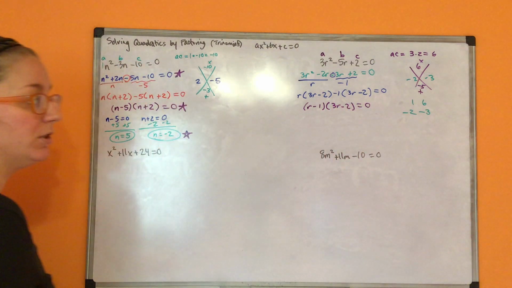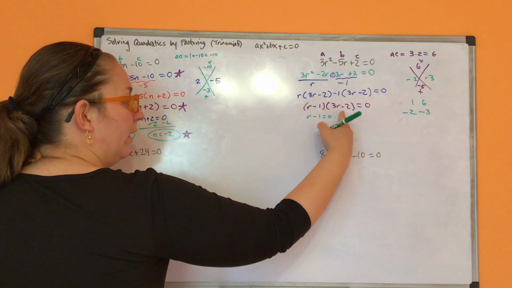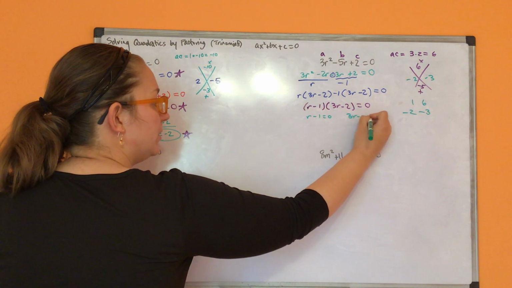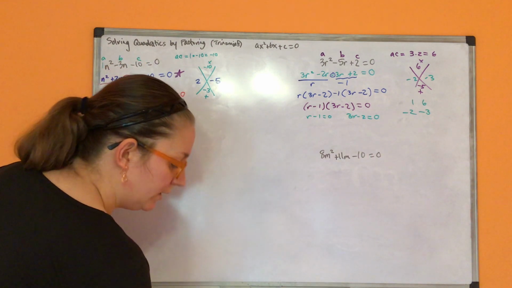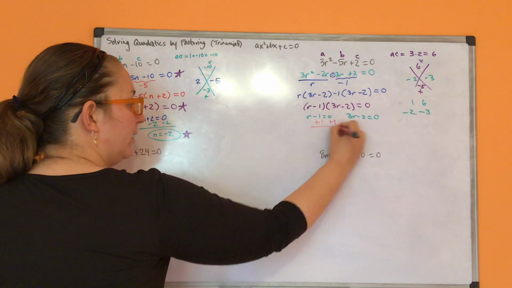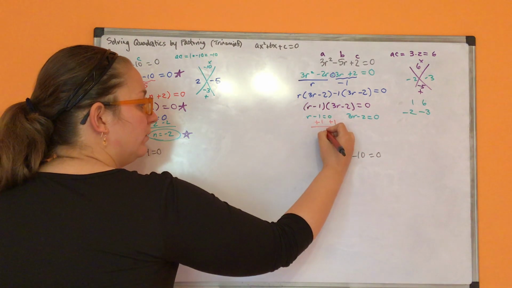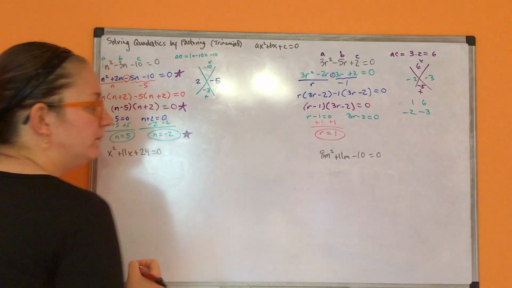Now I make my two equations and solve them. So I do r minus 1 equals 0. I do 3r minus 2 equals 0. And I solve them both. You don't have to show this step of work here, but I'm doing it just so you know where things are coming from. First solution is r equals 1.